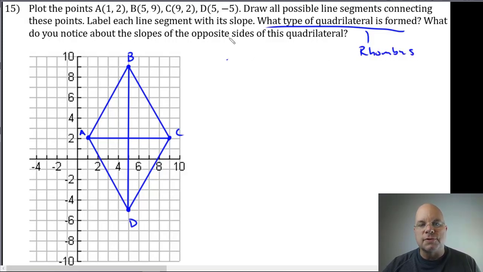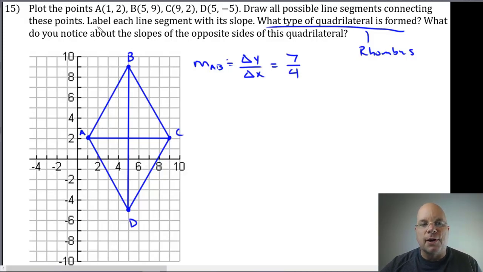What do you notice about the slopes of the opposite sides of the quadrilateral? Let's find the slope of line segment AB. So the slope of AB will be equal to the change in y over the change in x. If I go from A to B along this line segment, my vertical change is 1, 2, 3, 4, 5, 6, 7. I'm going up 7, and then I'm going 1, 2, 3, 4 to the right. So the slope of line AB is 7/4.